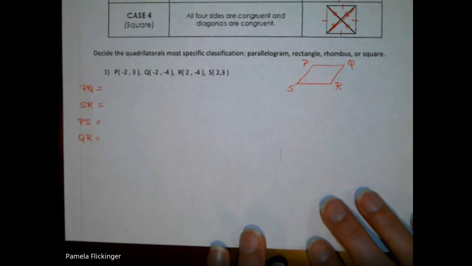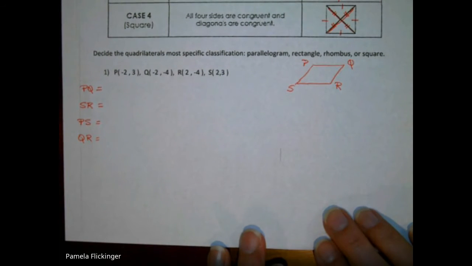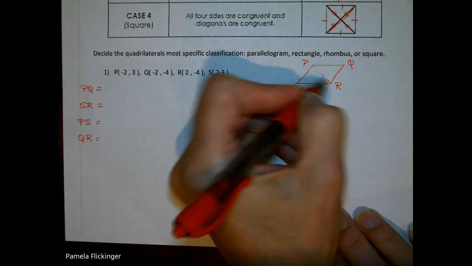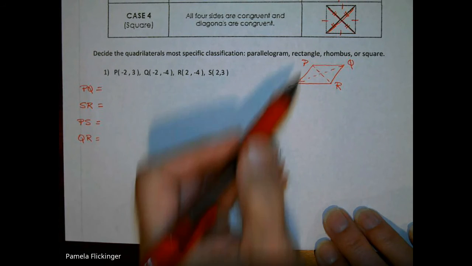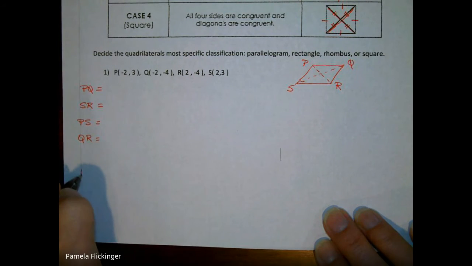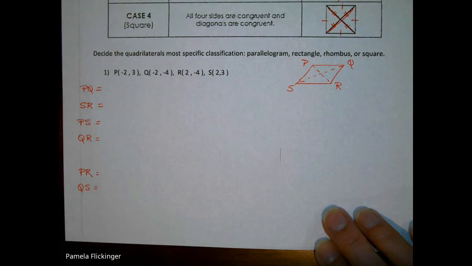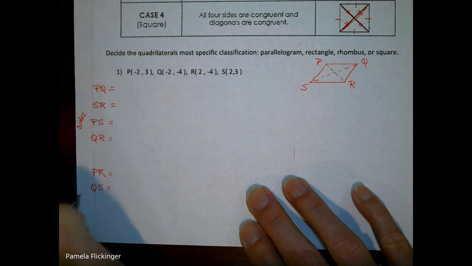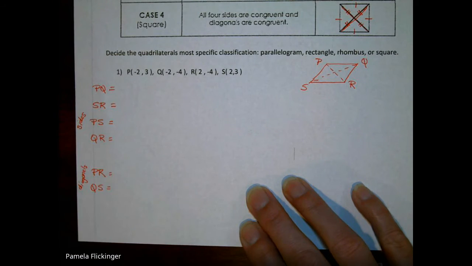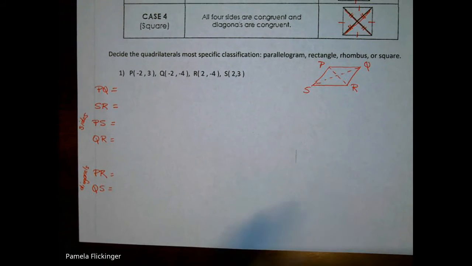We're going to do those 4 distances. And then the last things I need to check are the diagonals, which would be segment, not side, PR, and then QS. So these are my sides, and these 2 are my diagonals. All right, so let's get going.